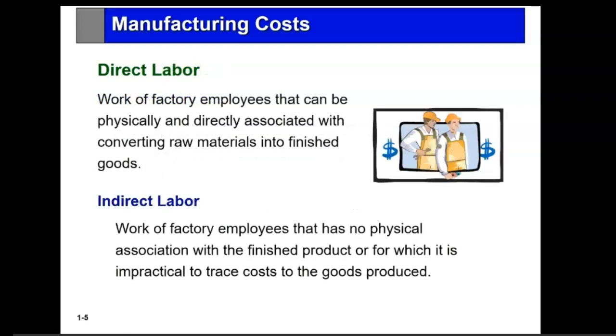The second category is direct labor. That is the labor of the factory employee that can be physically and directly associated with taking the raw material and converting it into finished goods. Now, there are many people on the shop floor who are necessary to produce this, but are not necessarily directly related with the production. The forklift driver, the supervisor, even the janitor who cleans the floor, he's part of the process, but his labor costs are not direct labor. They're all indirect to the manufacturing of the product.